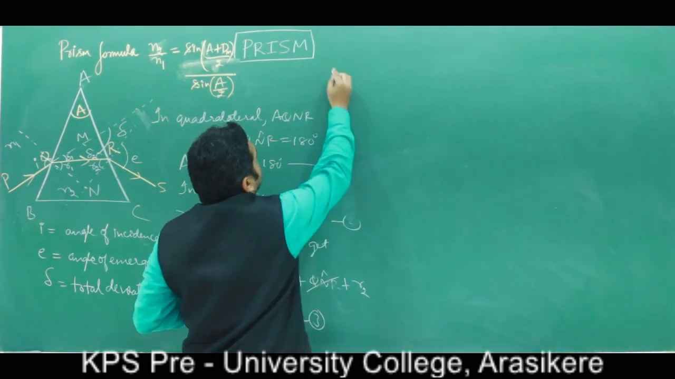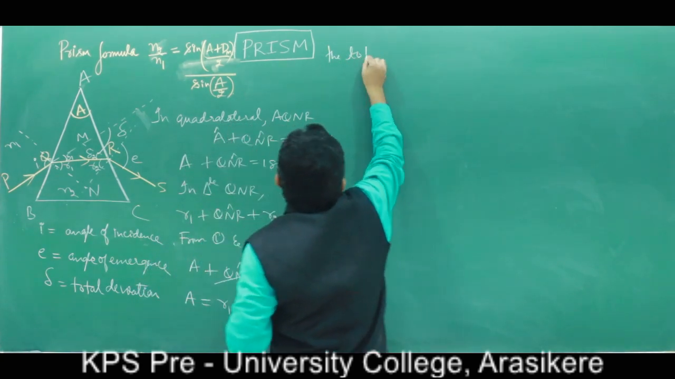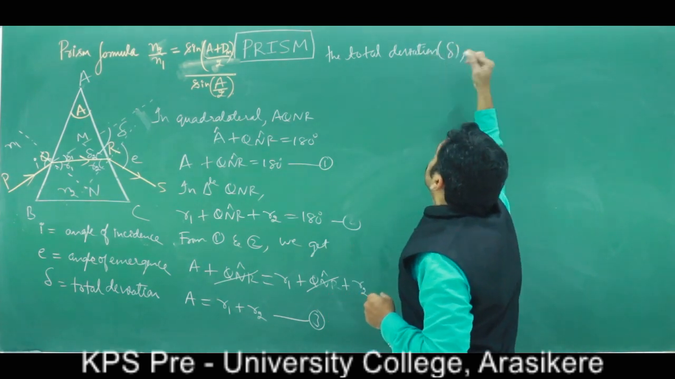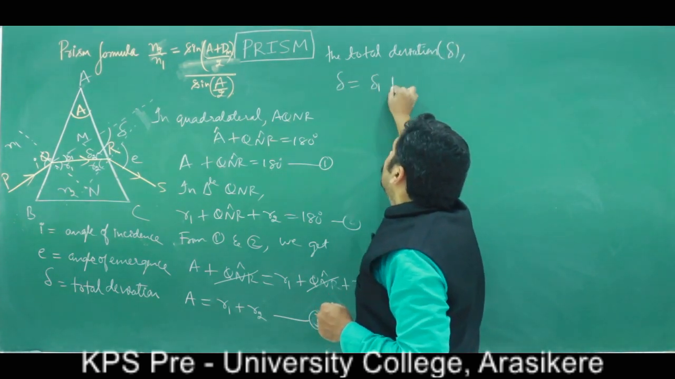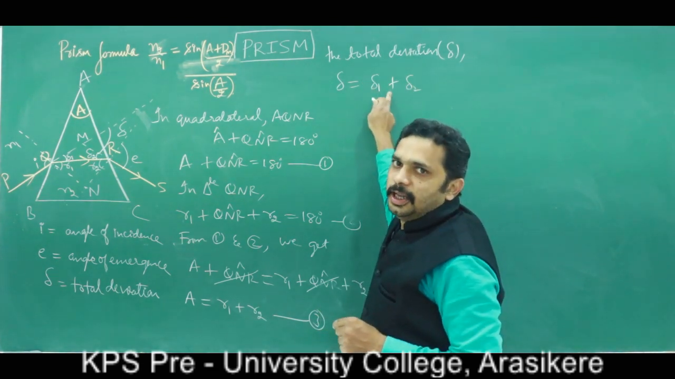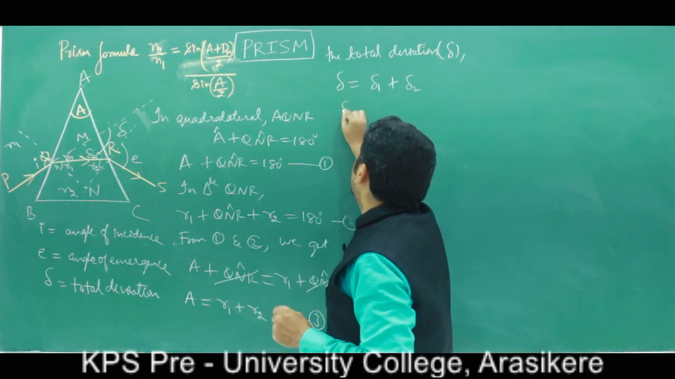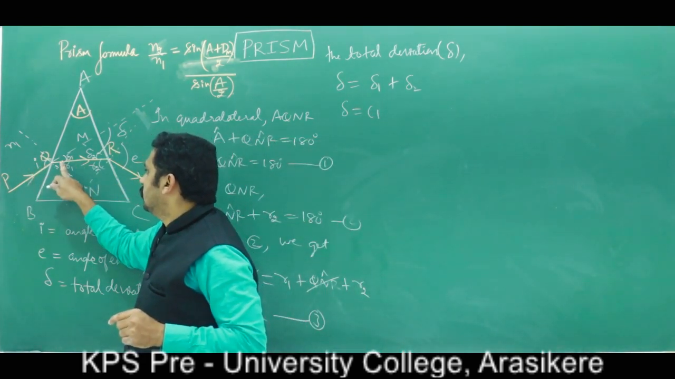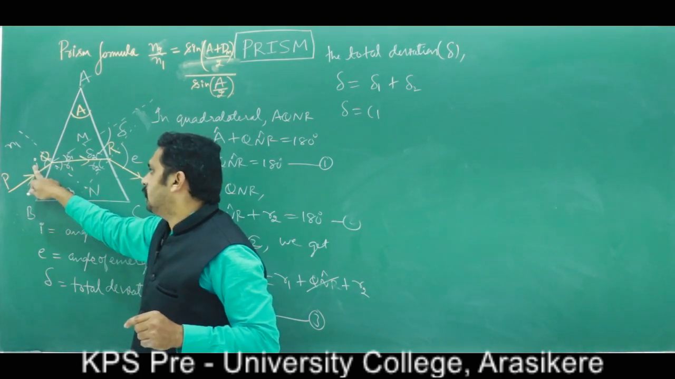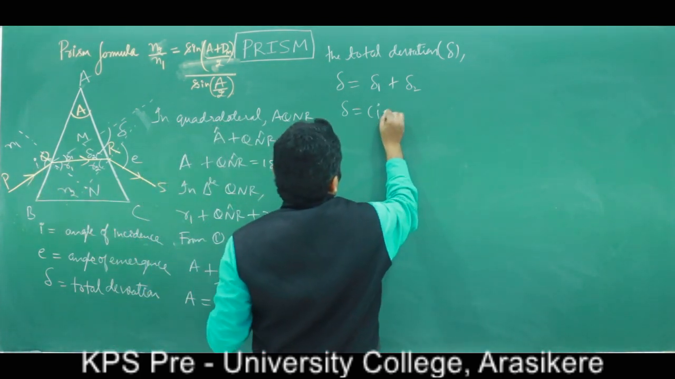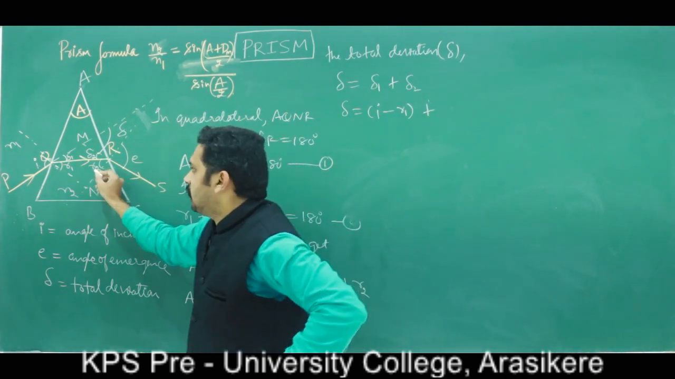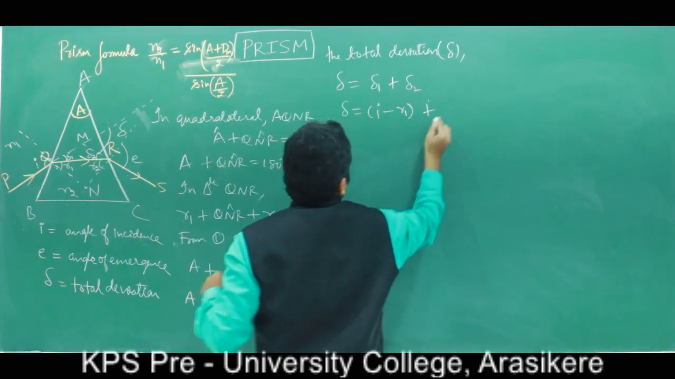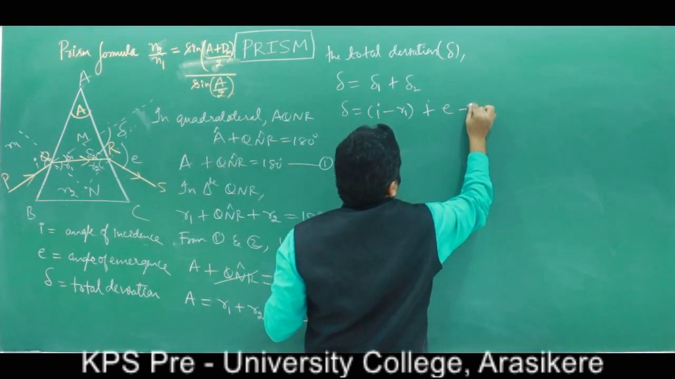The total deviation delta is equal to delta 1 plus delta 2, the sum of the deviations for two phases. At the first surface, a ray of light travels from rarer to denser, so the refracted ray bends towards the normal. This angle is more: I minus R1. For the second surface, a ray of light travels from denser to rarer. This angle is more: E minus R2.